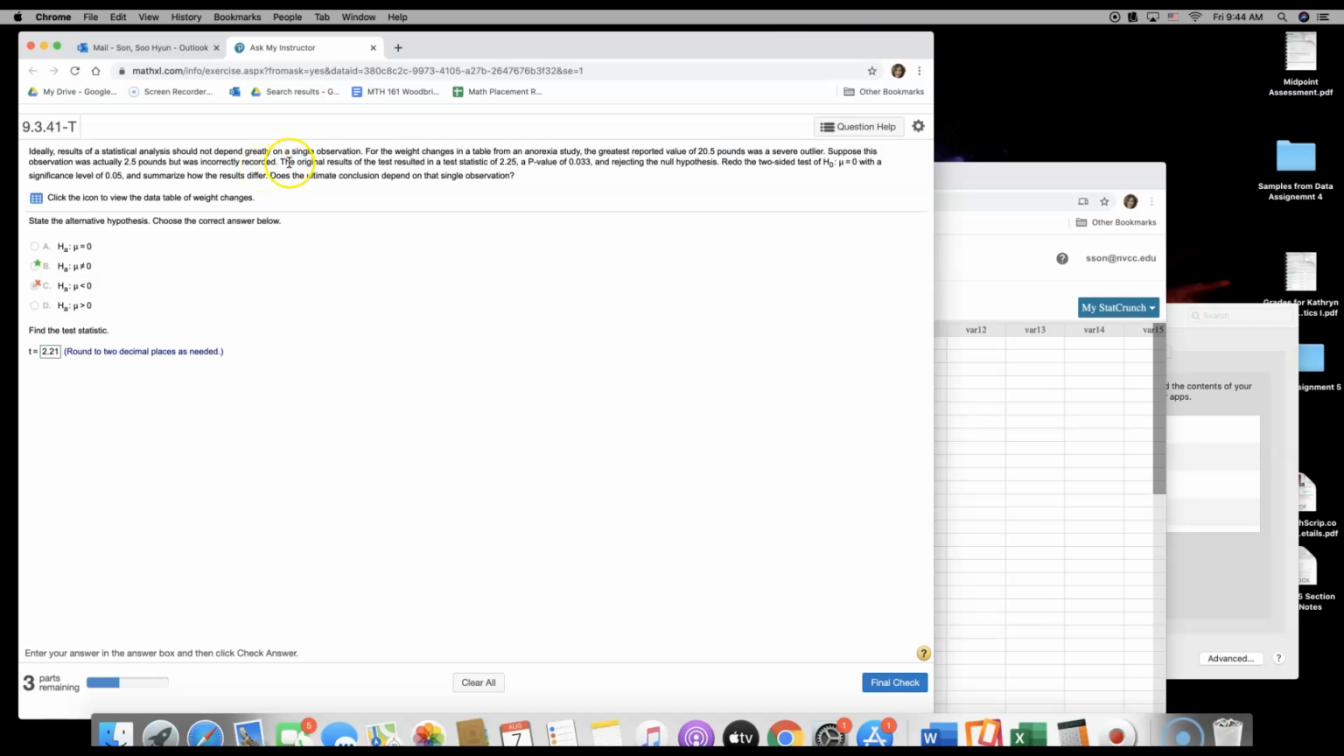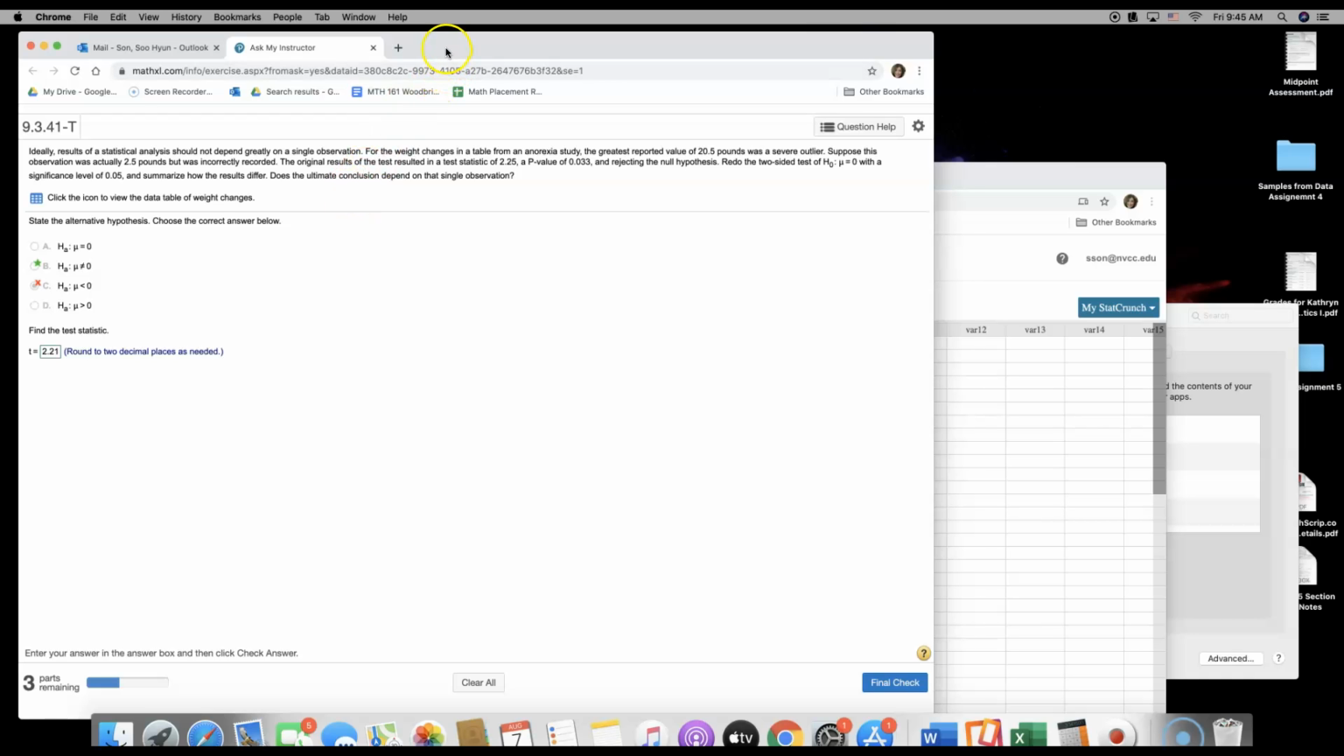The original result of the test resulted in a test statistic of 2.25, a p-value of 0.033, and rejecting the null hypothesis. Redo the two-sided test, H0: mu equals 0, with the significance level of 0.05 and summarize how the results differ. How does the ultimate conclusion depend on that single observation?